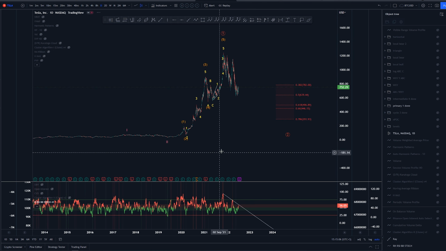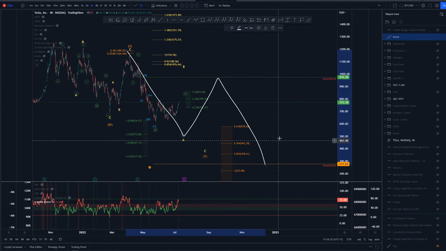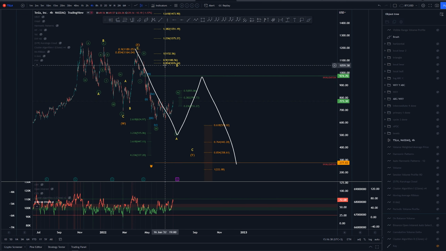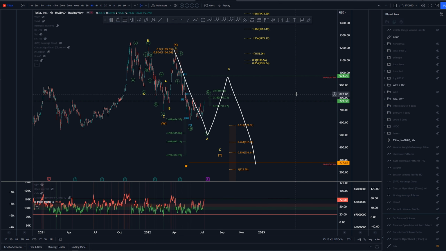The other idea is that again we have this as a 1, 2, 3, 4, and 5. However, this is very unlikely, as with this overall count being a WXY, just because this would mean that we have an A wave, then B wave, and C wave, and it would take out the overall look on this structure here. So yeah, don't really like it too much.